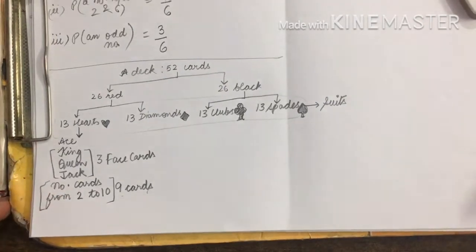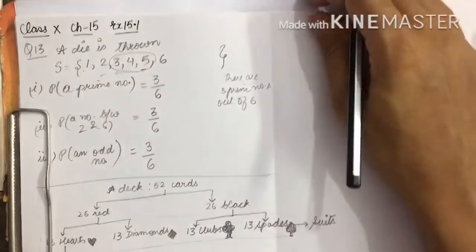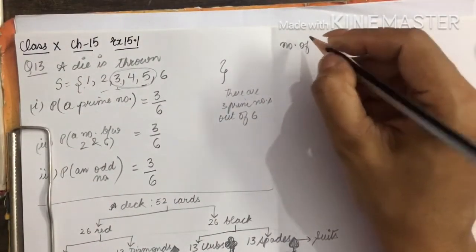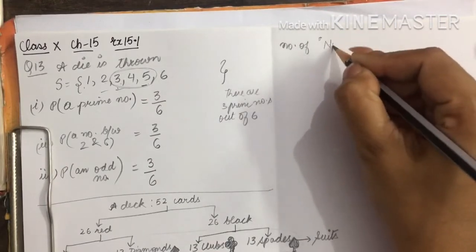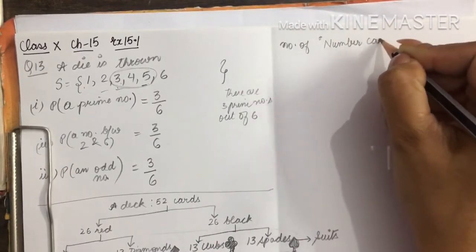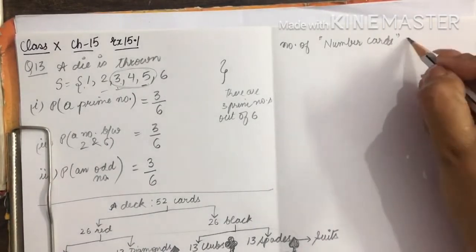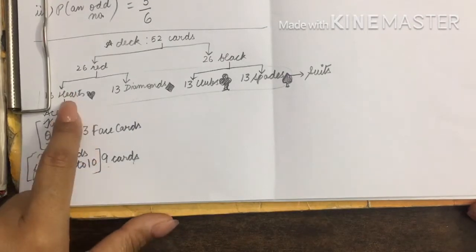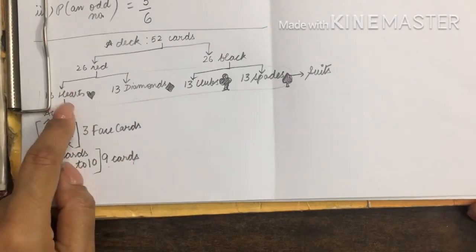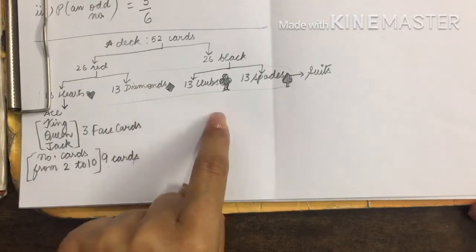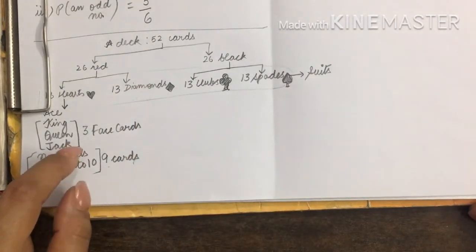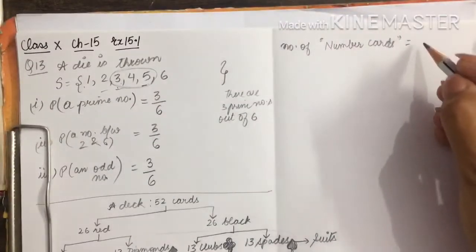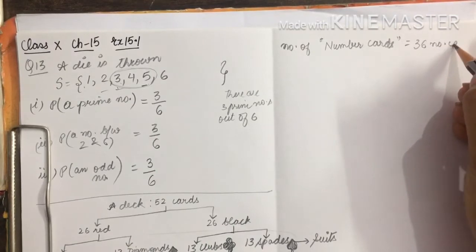Remembering further, now I have mentioned what are number cards. The number cards are the cards from 2 to 10. So you need to know the number of number cards. So we have 9 number cards of hearts. So 9 number cards are present here, 9 here, 9 here and 9 here. So these 9 cards will be present in all 4 suits. So there will be 36 number cards.